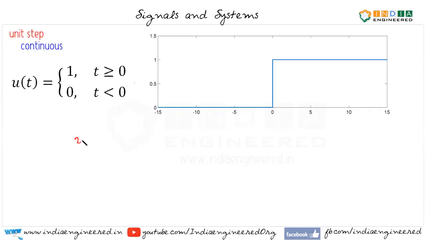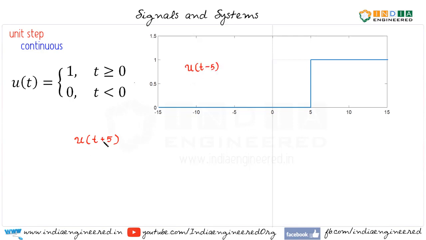Let's see how u of t minus 5 will look like. U of t minus 5 means the signal should shift right by 5. This is our reference line, that is t equal to 0. Now this was our original u of t. Now it's shifted right by 5. That is u of t minus 5. This is our u of t minus 5.